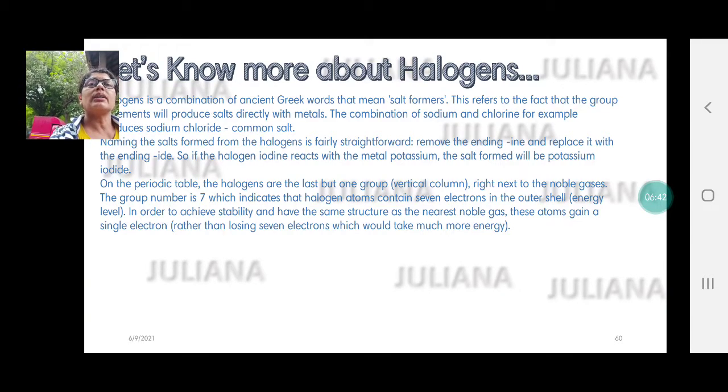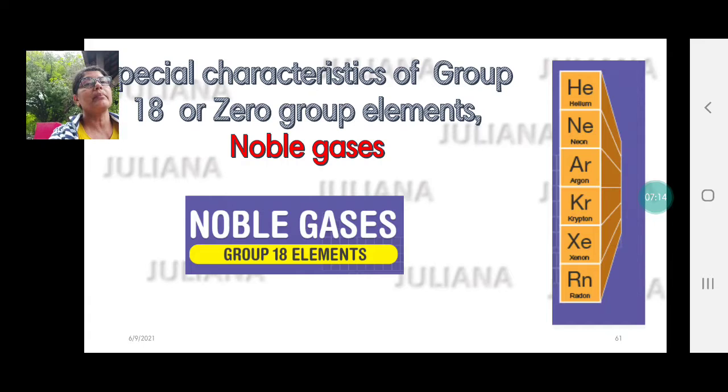That way. On the periodic table, the halogens are the last but one group, that is one group before the last one. 7th, and the last is the 8th group, that is very next to the noble gases. Since they are group number 7, it indicates that halogen atoms contain 7 valence electrons in the outermost shell, that is in their outermost energy level. In order to achieve the stability of the nearest inert gas, they need to accept one electron. Therefore they accept one electron and become -1.